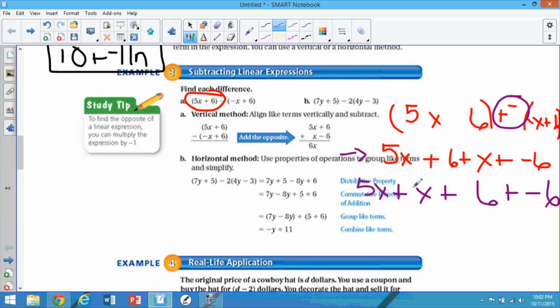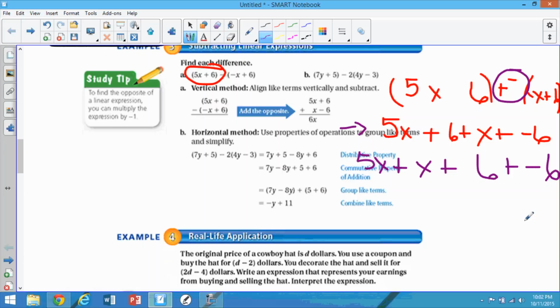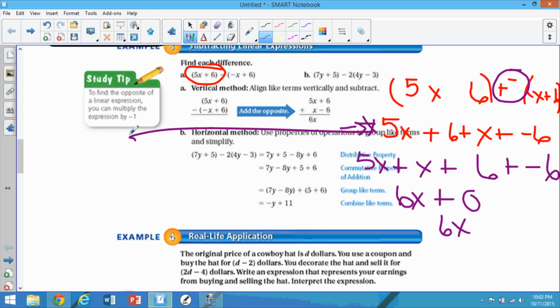Okay, so now what we're going to do is we have to combine our like terms. So 5x plus x is 6x, because there's an invisible 1 in front of that x, plus, and then you have 6 plus a negative 6, that's 0. Well, the additive property of 0 tells you that any number plus 0 is that number, so your answer is 6x.